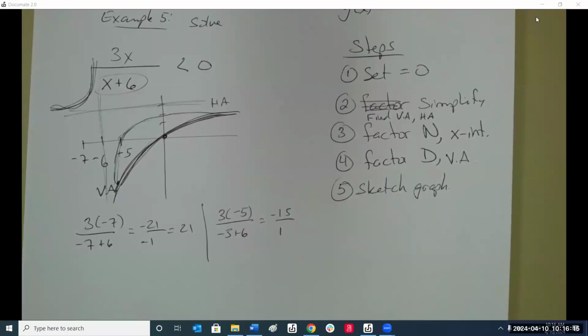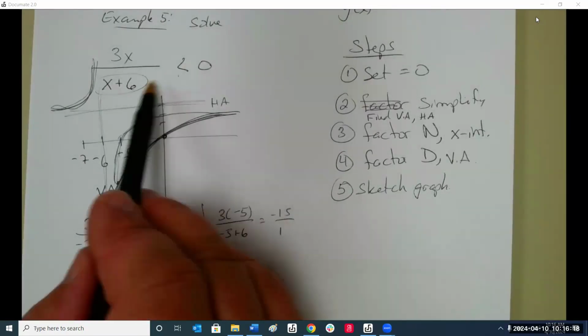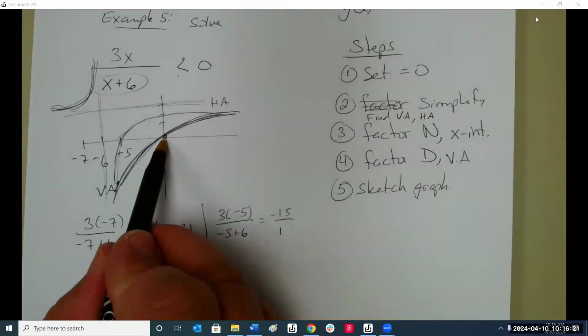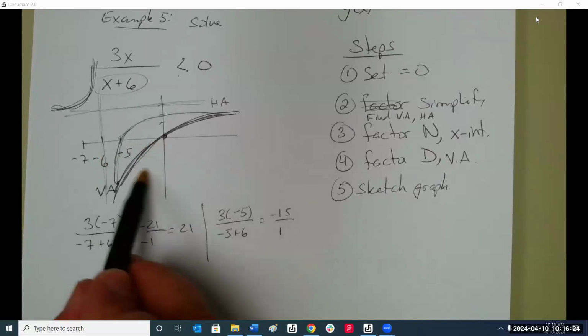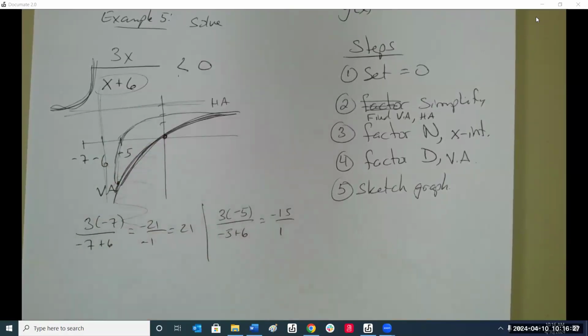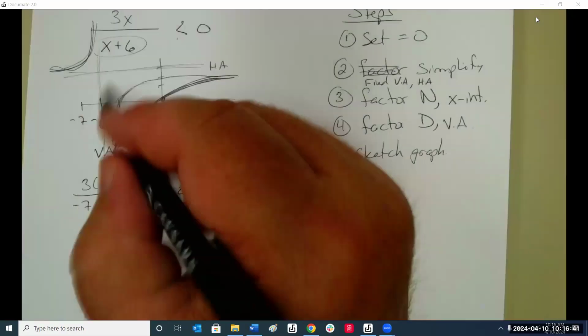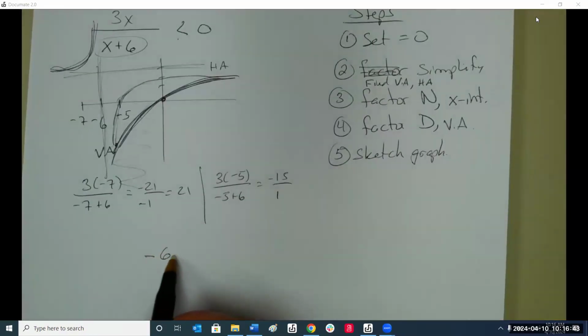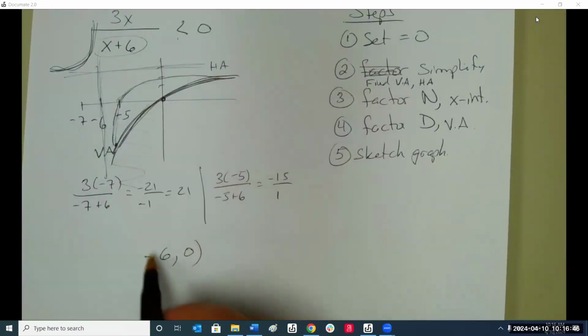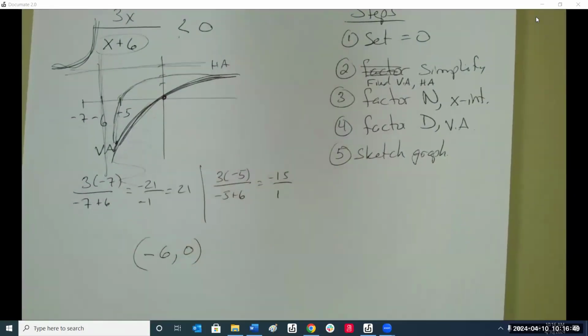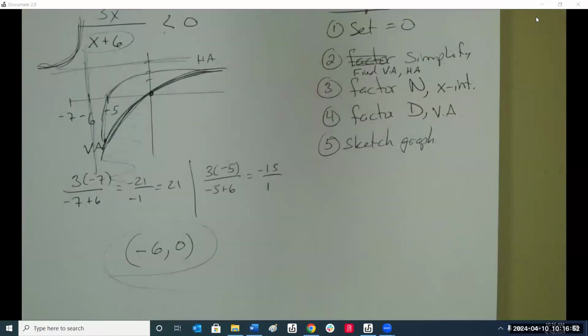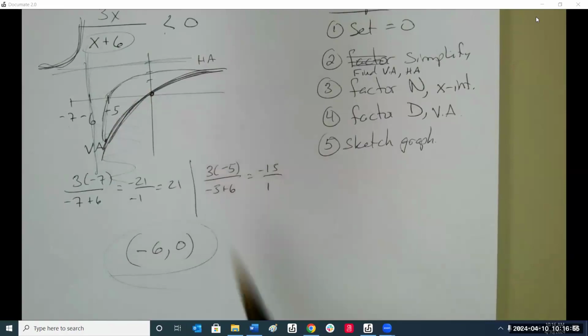So what are we looking for? Looking at where it's negative, where this expression is negative. The graph is below the x-axis from where? What is the domain of the x below the x-axis? Here's an asymptote, it can't cross, so it's going from -6 all the way to 0. That's my solution. That's where the graph is below the x-axis.